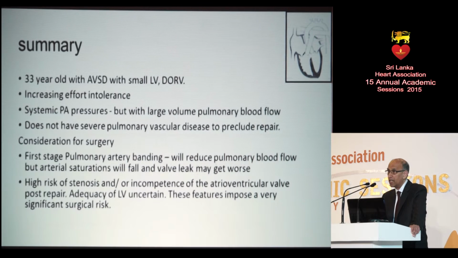She had been labeled as an Eisenmenger for a long time, and to an extent that was not an unreasonable thought. What we had not foreseen was that she still had a very large shunt, but she's now 33 and has a degree of pulmonary vascular disease.